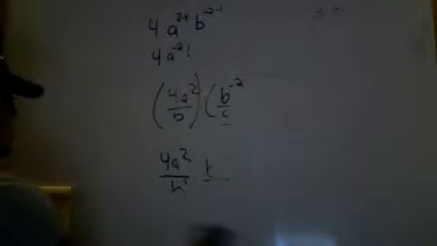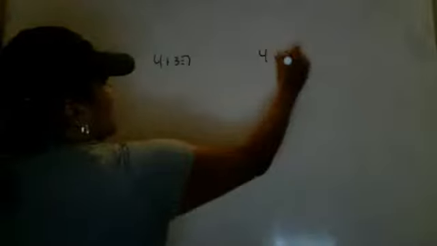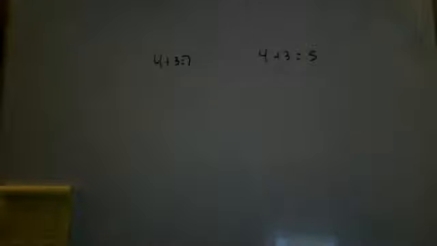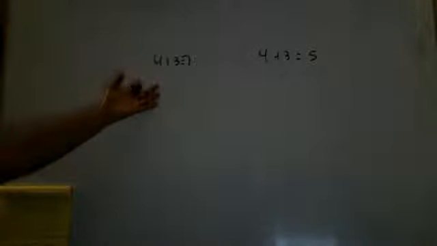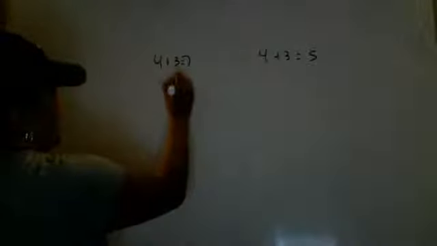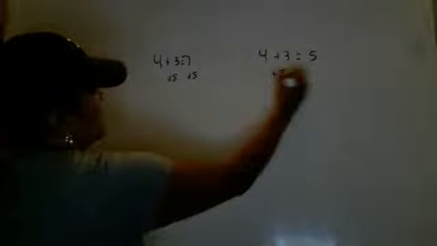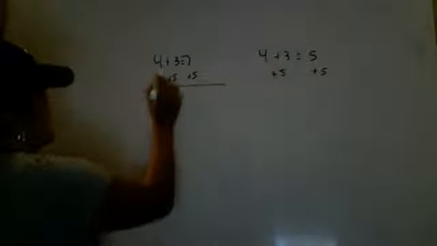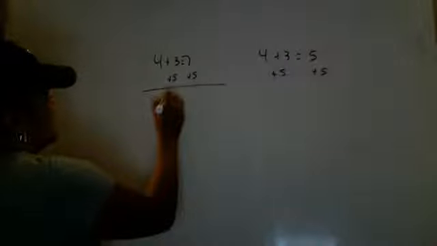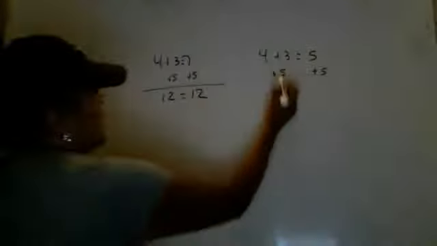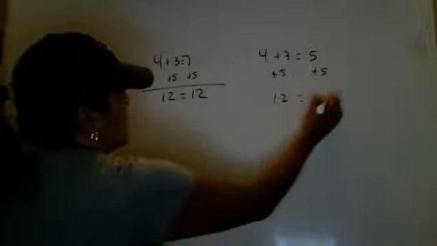Now, we learned in algebra that 4 plus 3 equals 7 is a true statement. Then we said 4 plus 3 equals 5 is a false statement. Alright? But we said whether it's true or false, if we add the same number to both sides, I'm going to add 5 to both sides of this equation, I'm going to get 12 equals 12. Over here, I'm going to get 12 equals 10.